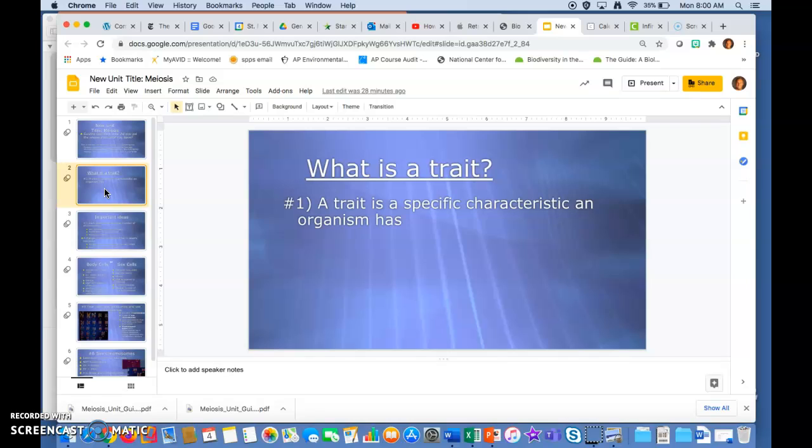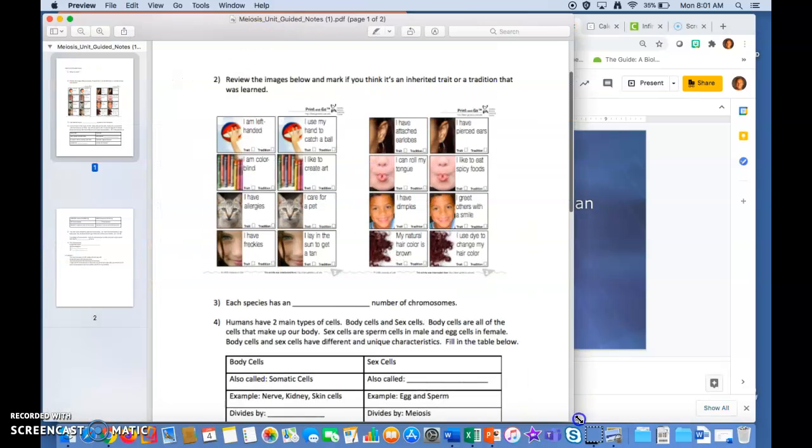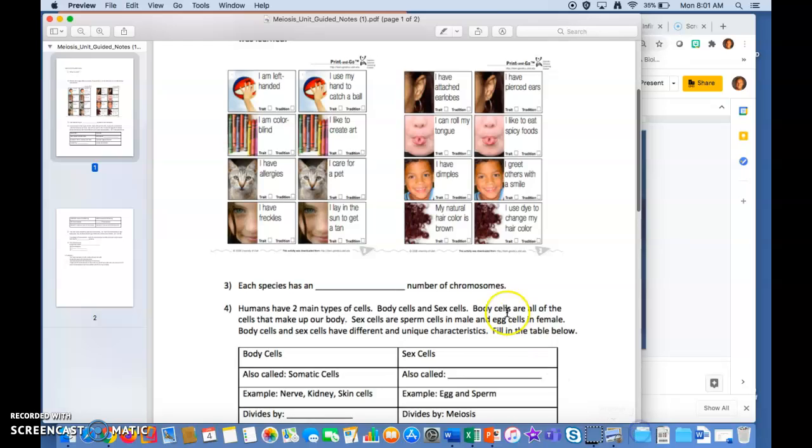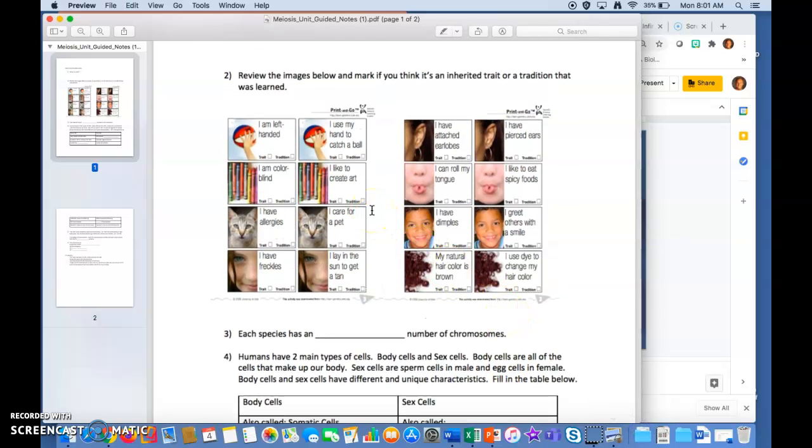Now, a trait is a specific characteristic that an organism has, that you have. You have many unique traits that you received from the genetics from your parents. Some very obvious ones that you can see on the outside would be like skin color, hair color, eye color, height, all those sorts of things. So let's go back and look at these from your guided notes. You can fill in the definition of trait, and then I have you look at some of these examples and you can do a little check mark.